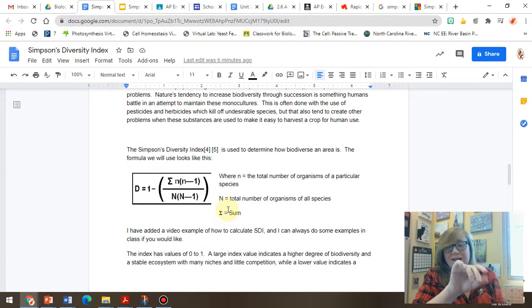Okay, because we can look at each one of these variables, and all you have to do is plug in a number. It's actually very, very simple. And I've included on Google Classroom a video of someone actually walking through step by step of this diversity index better than I could.